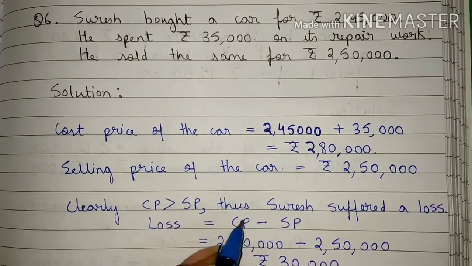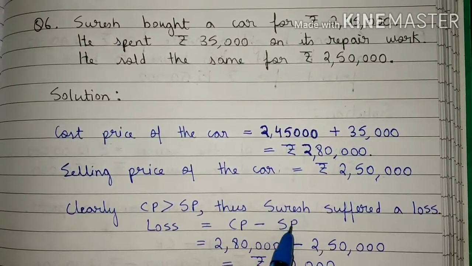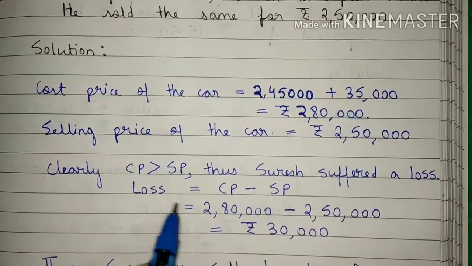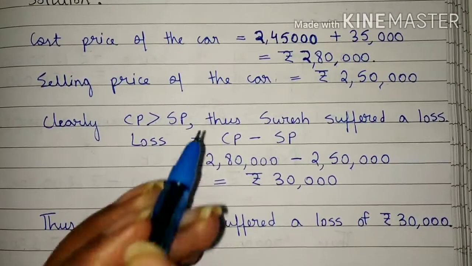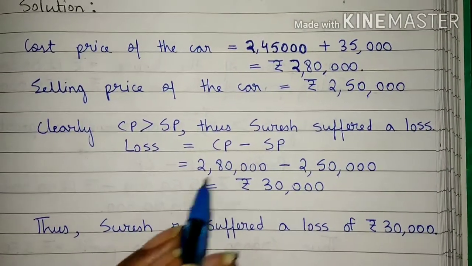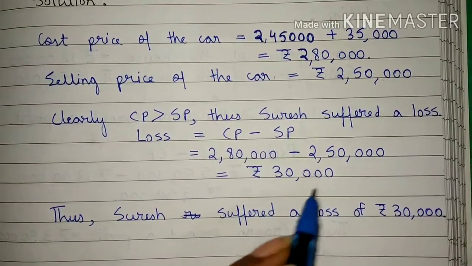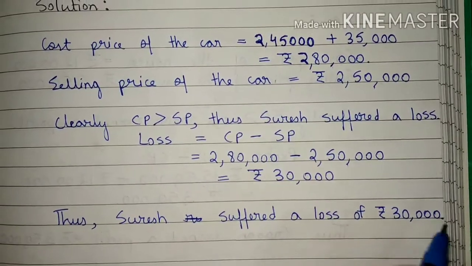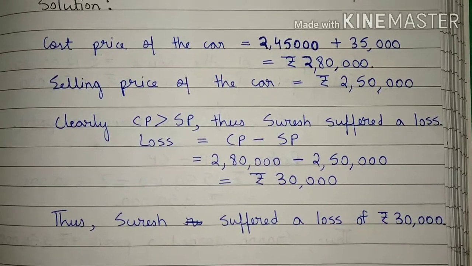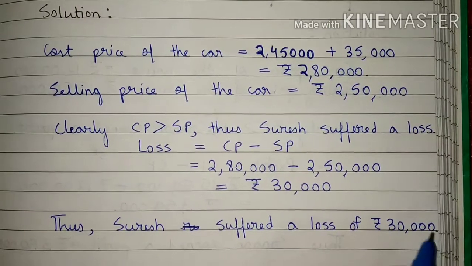Students, cost price is rupees 2,80,000 and selling price is rupees 2,50,000. So 2,80,000 minus 2,50,000 is rupees 30,000. Thus, Suresh suffered a loss of rupees 30,000. It means when Suresh sold the car, he suffered a loss of rupees 30,000.